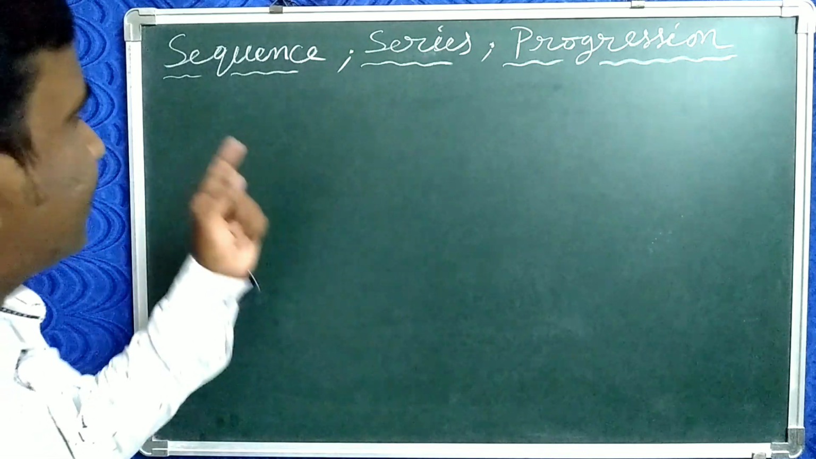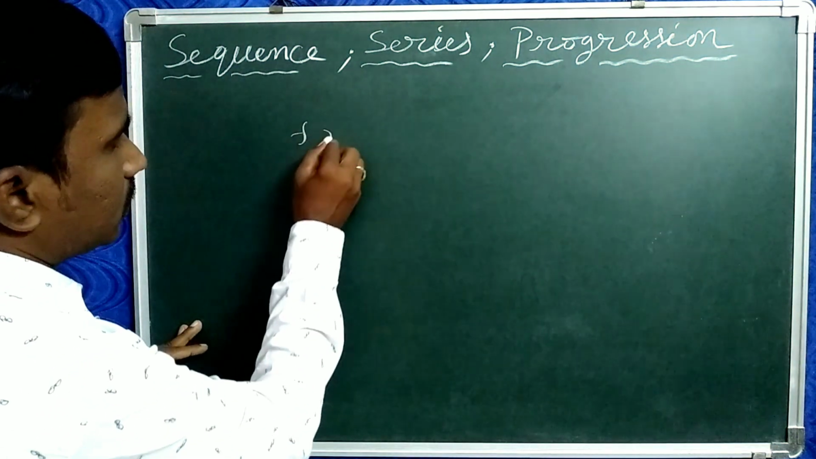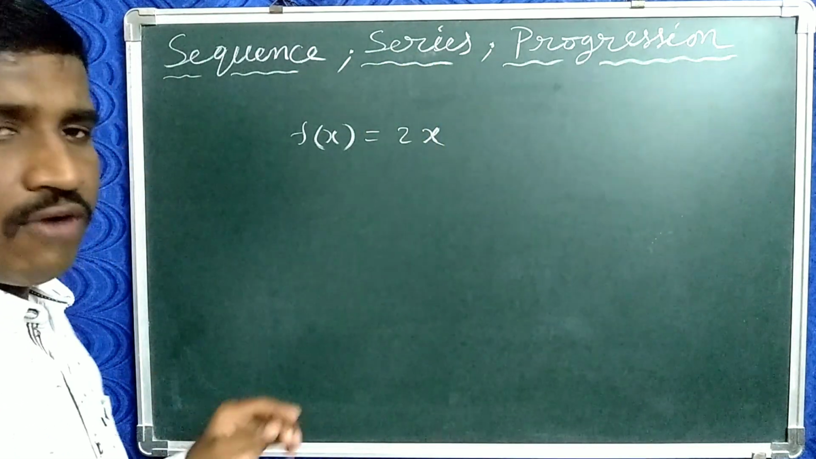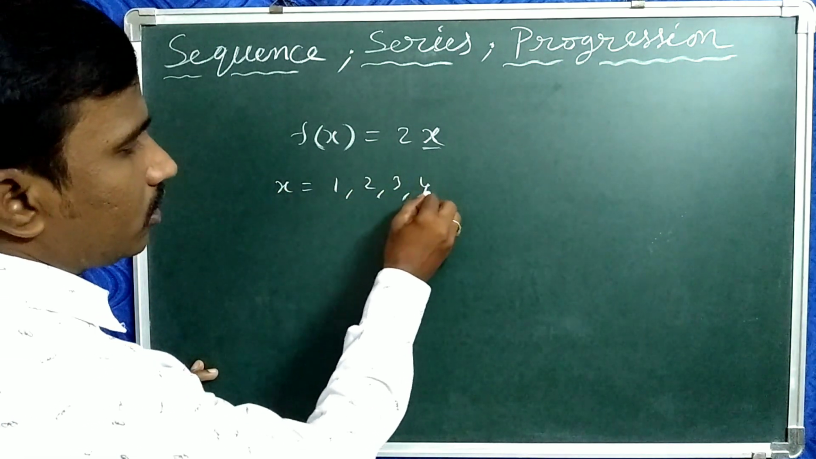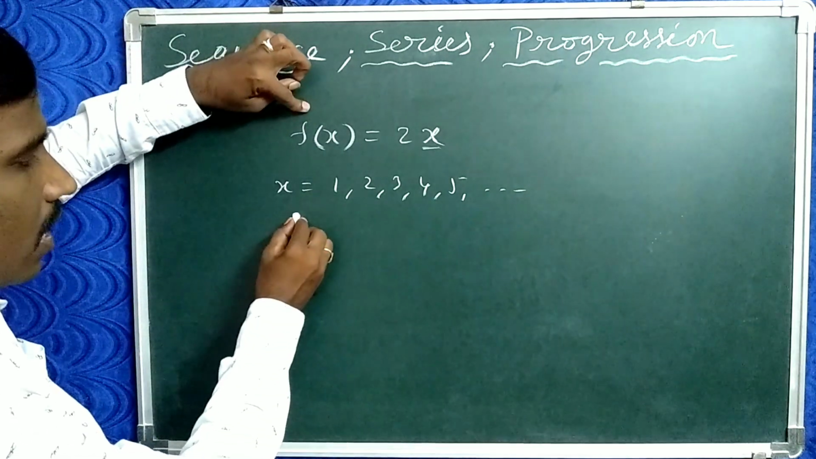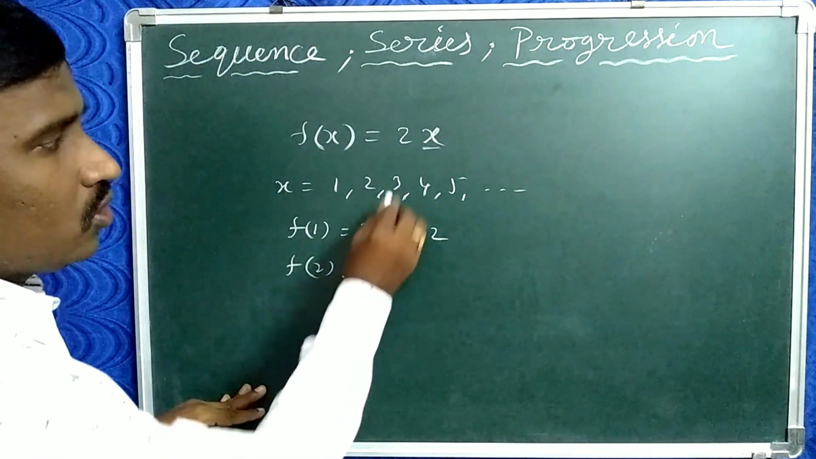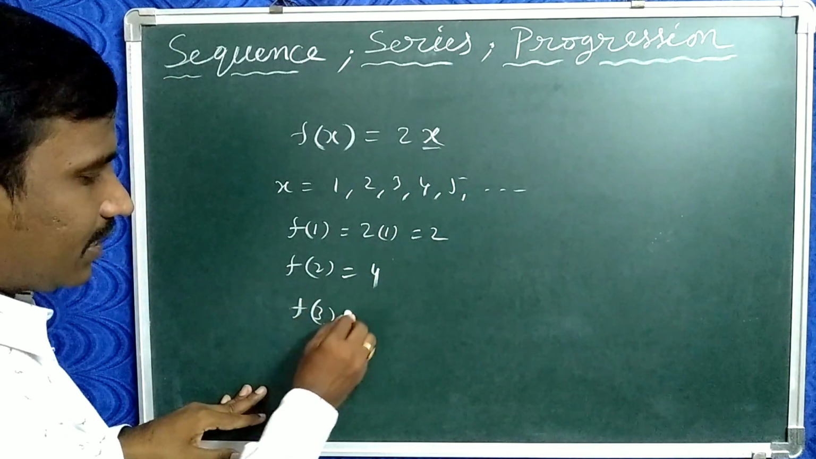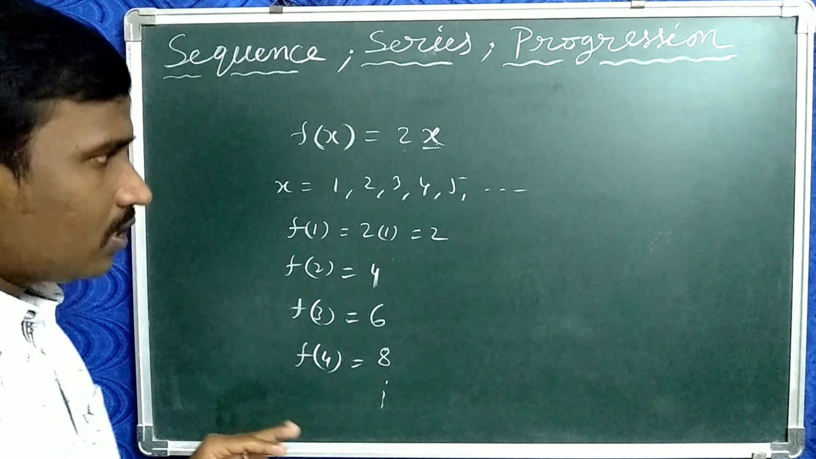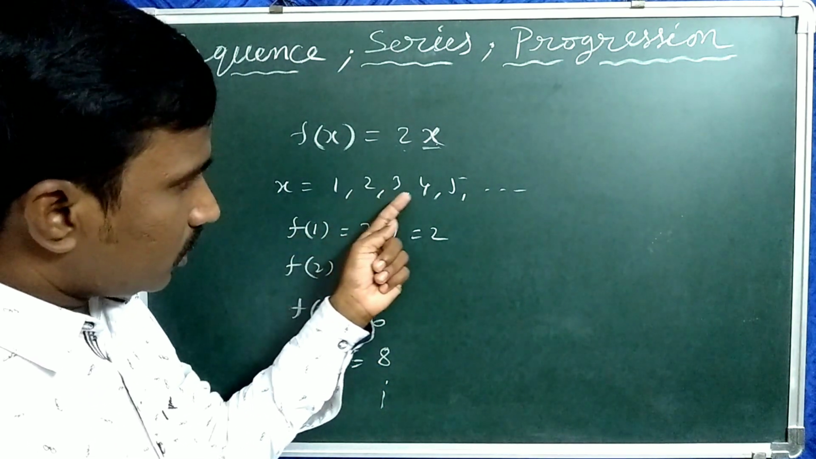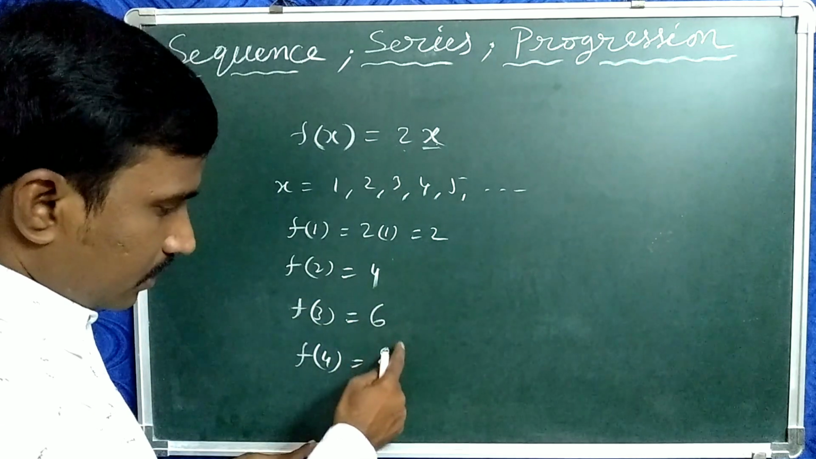Okay friends, before discussing sequence, series and progression, you should know some terms. Suppose we take the function f of x equal to 2x. Here the x values will be 1, 2, 3, 4, 5, and so on. So the value of f of 1 is 2 into 1, which is 2. The value of f of 2 is 2 into 2, equal to 4. f of 3 is 2 into 3, 6. f of 4 is 2 fours, 8, and so on. So here we keep the value of x as 1, 2, 3, 4, 5, and so on, and the answers obtained are 2, 4, 6, 8, and so on.